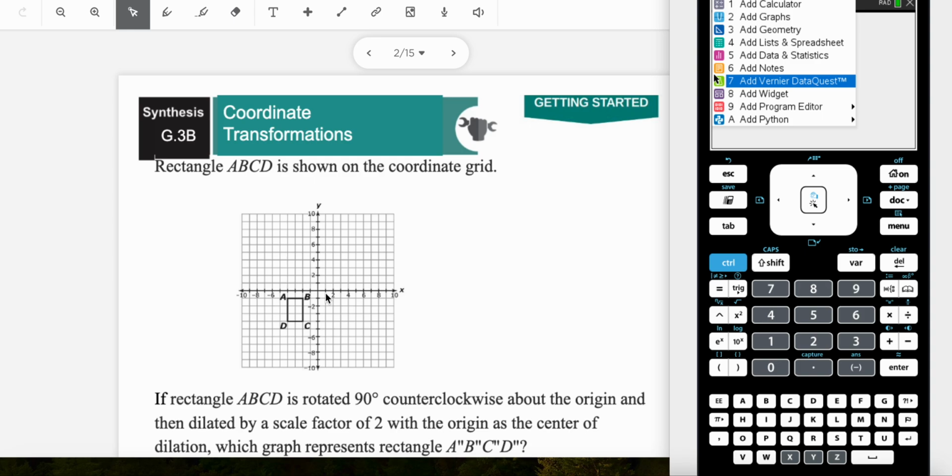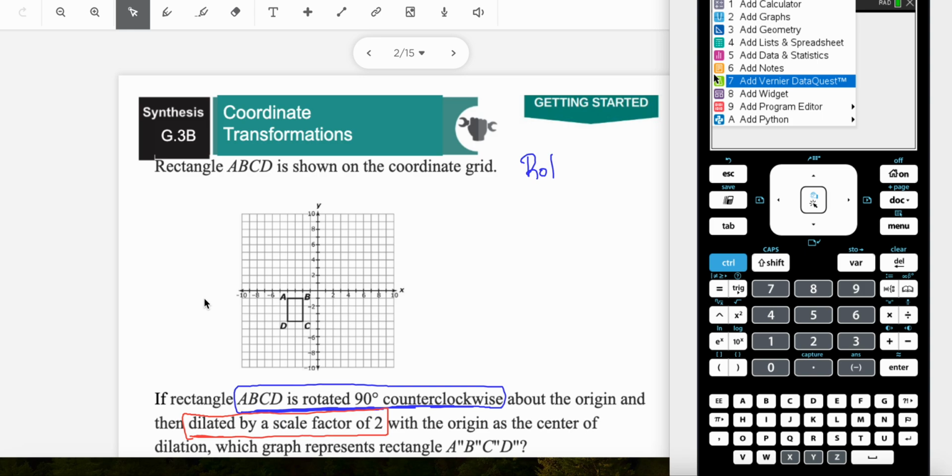And the transformation that was done is that it was rotated 90 degrees counterclockwise. So we're going to highlight that. The second transformation that was done is that rectangle ABC was also dilated by a factor of 2. So 2 transformations took place. Rotation 90 degrees counterclockwise. I'm going to write that down.